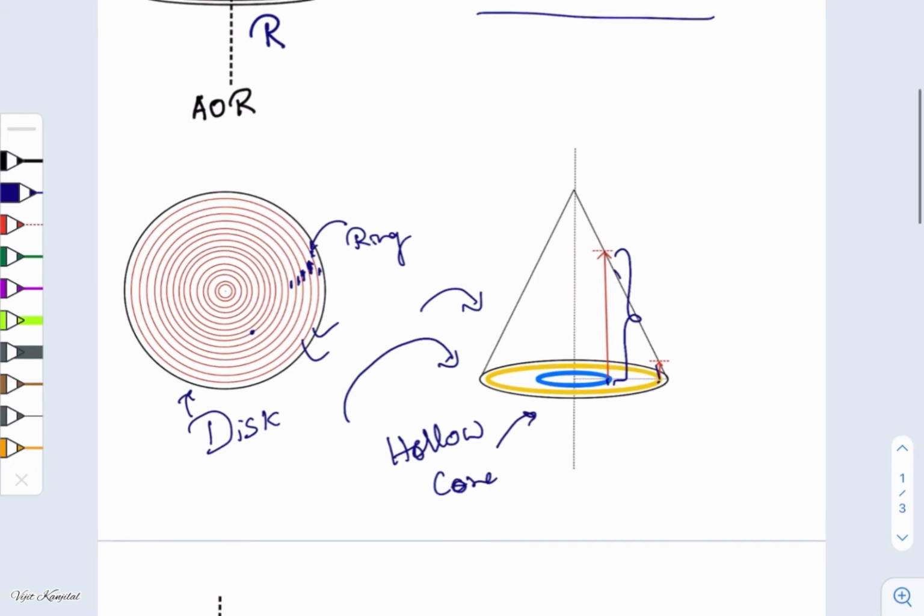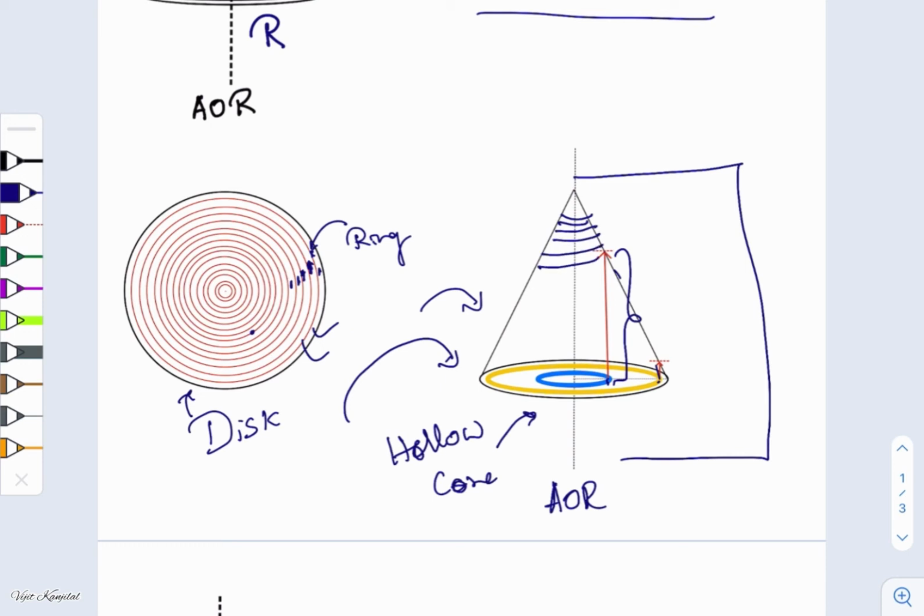Now let's do the reverse thing. Let us assume that we are given a hollow cone and this is our axis of rotation. We assume that this hollow cone is made up of extremely thin strips. Now we try to shrink the dimension which is parallel to the axis of rotation of this cone. That is, we shrink this hollow cone along the height of the cone. So what are we going to get? On doing this, we are going to generate a disk.